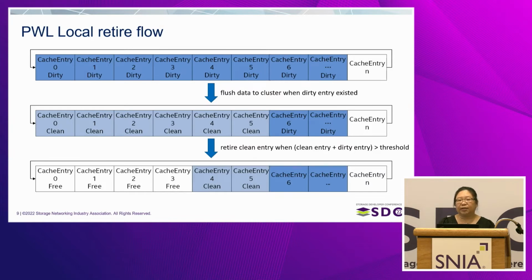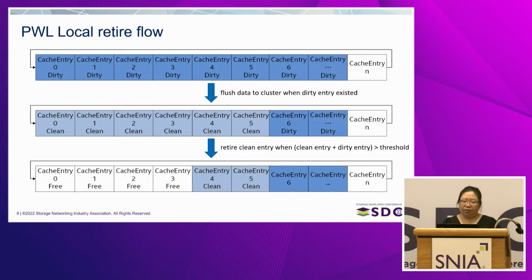So when you read the data, the PWL will first search the PMEM cache. If there is data in the PMEM cache, it will return it locally. So marking it clean means the data is still available. When the clean entries and the dirty entries added together are bigger than a threshold, which is a number we set, we return the cache entry. Returning the cache entry means that the cache entry is freed and you can use it again. The data is no longer available.